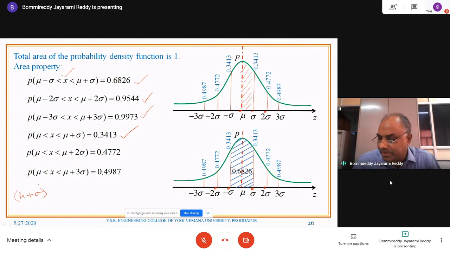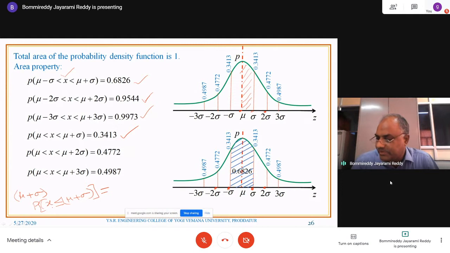What is the probability of x being less than or equal to mu plus sigma? This may be a question in the examination. If this is the question, what do you do? The curve or some other information will be given along with the question. We will see some GATE problems also a little later.